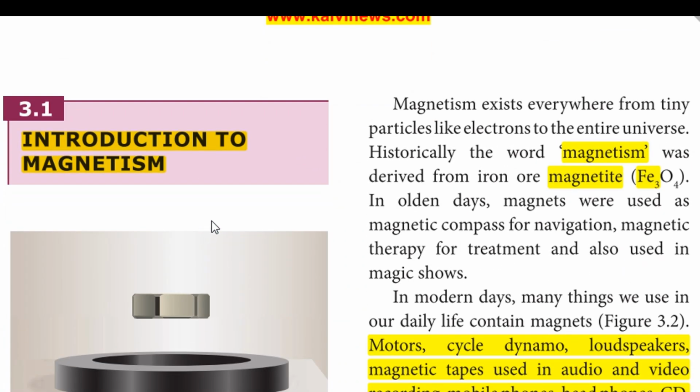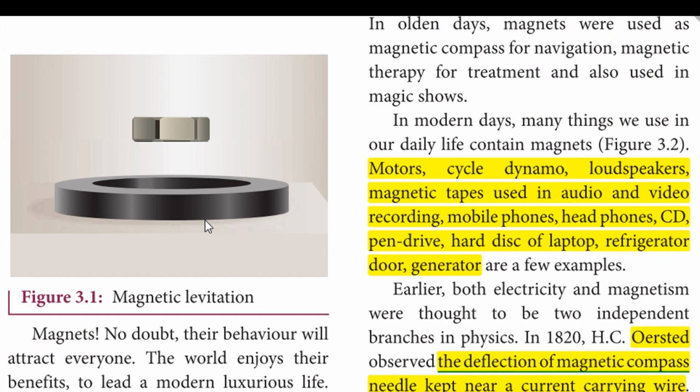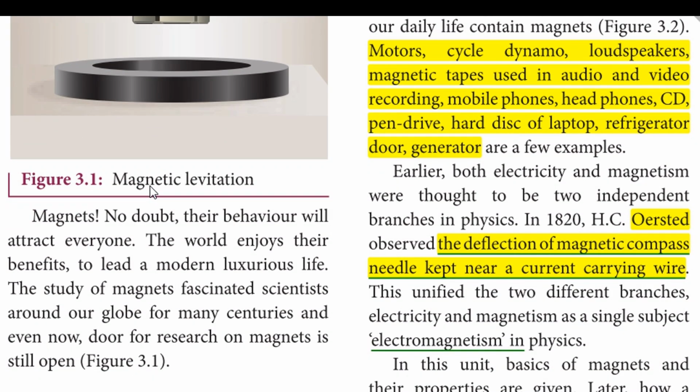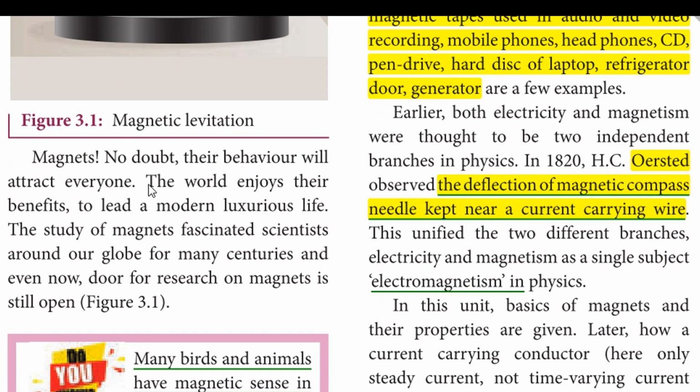Let us have an introduction to magnetism. Here we are all excited to know that a magnet will get levitated when it is placed near another magnet, which is a very strong one, and this is called magnetic levitation. So these magnets, they will attract everyone, and the world enjoys their benefits to lead a modern luxurious life.